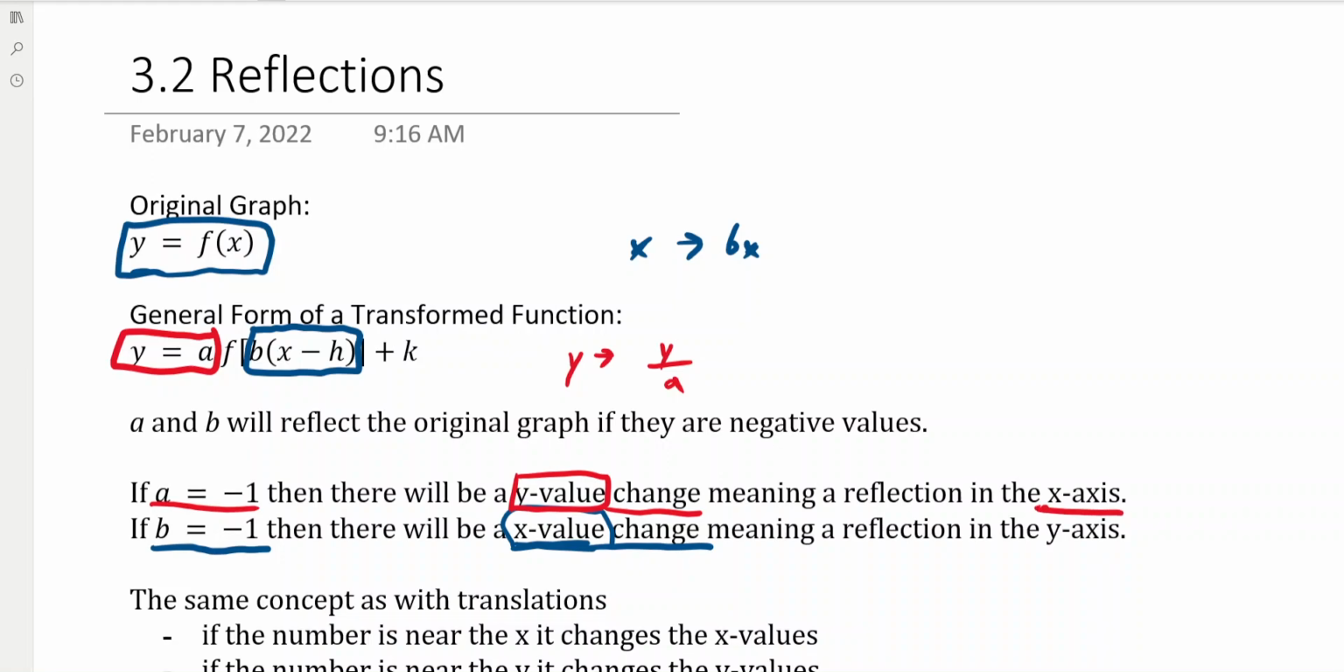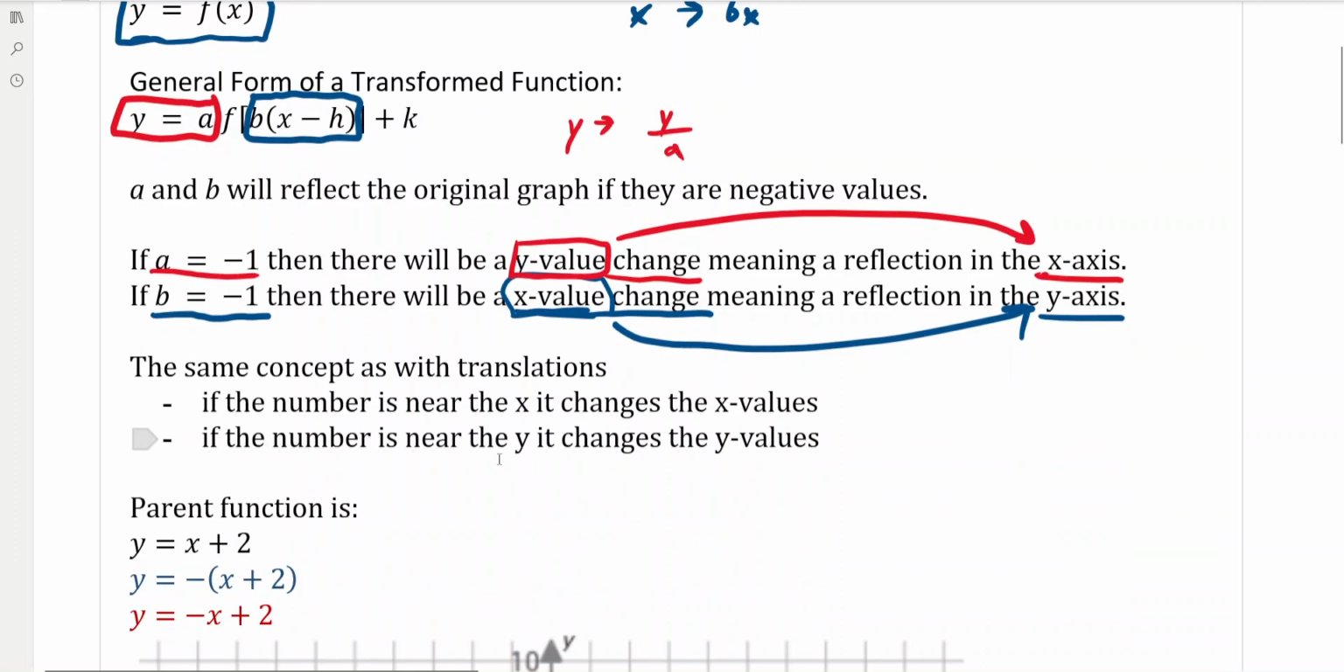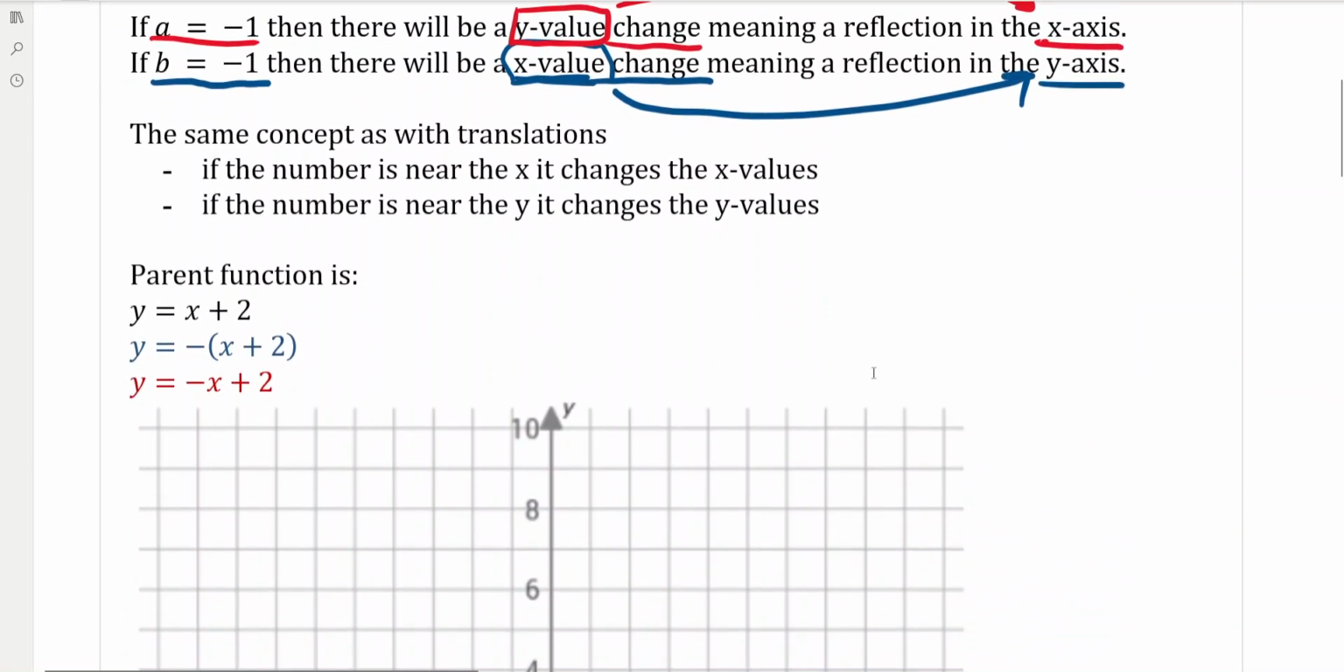So this is a little bit confusing. The y values change, meaning it's an x-axis reflection, or the x values change, which means it's a y-axis reflection. So I think we're going to have to see some examples to be able to understand this a little bit more clearly. But it's the same concept as with translations. If it's near the x, it changes the x values. If it's near the y, it changes the y values. And that same idea is going to come up again in the next topic with stretches.